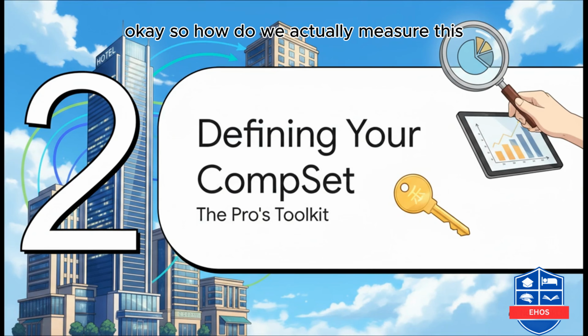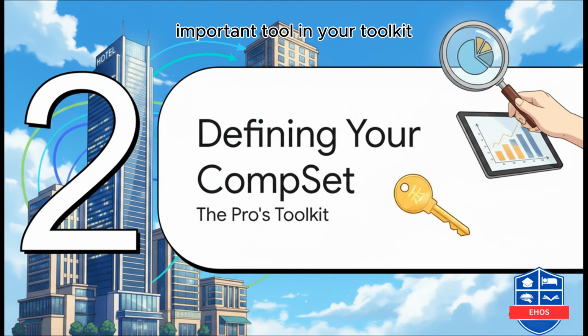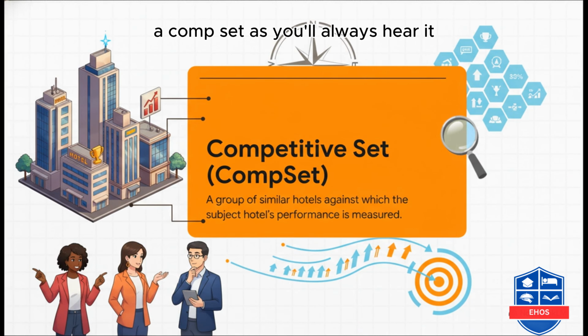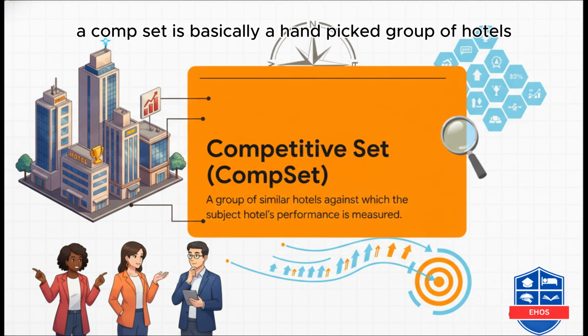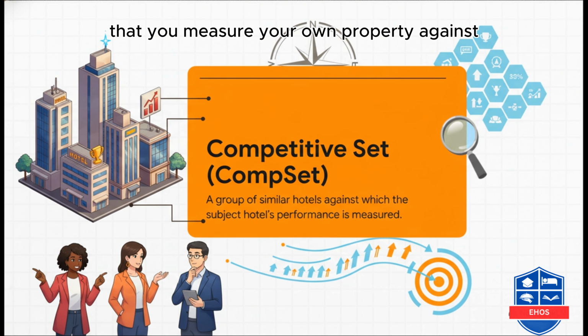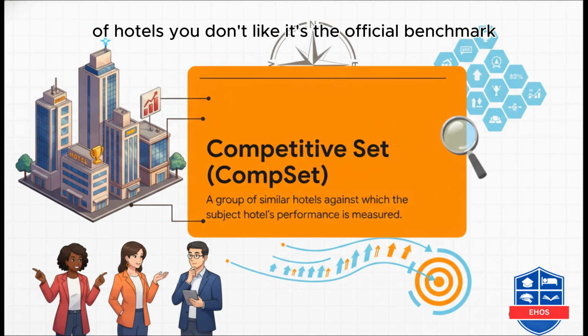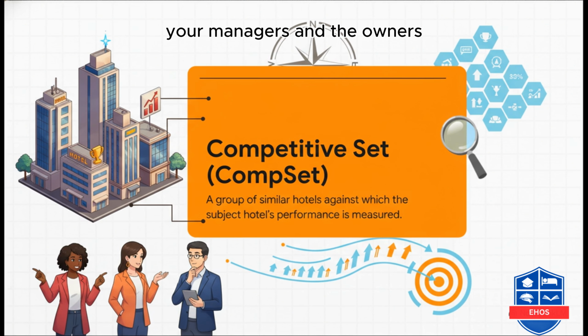Okay, so how do we actually measure this? How do we do it accurately? Well, the industry standard, and this is going to be the most important tool in your toolkit, is what we call the competitive set. A comp set is basically a hand-picked group of hotels that you measure your own property against. And look, this isn't just some random list of hotels you don't like. It's the official benchmark. It's the yardstick that tells you, your managers, and the owners how you're really doing.